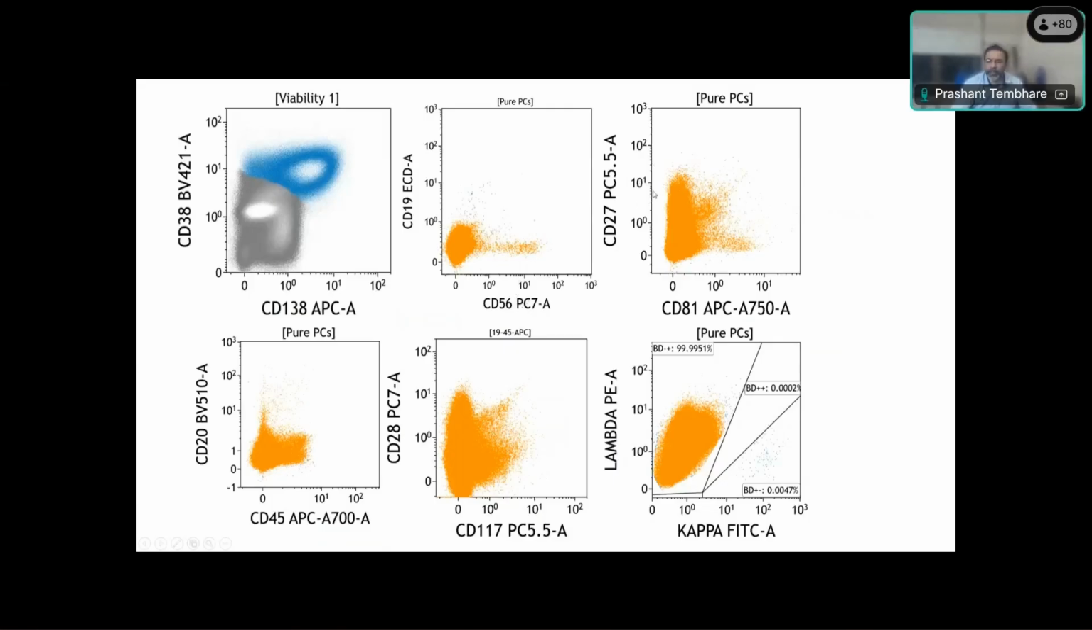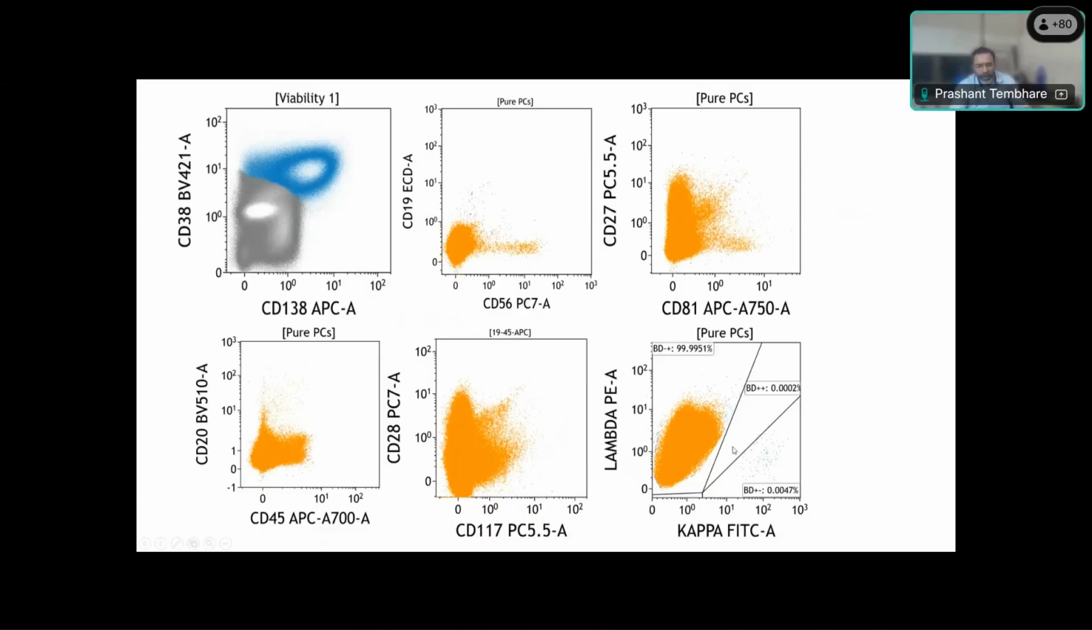Other abnormalities we see: CD81 is completely down-regulated, CD27 is partly down-regulated, CD45 is down-regulated. CD28 was positive, which is again a high-risk factor, and a subset of plasma cells shows CD117 expression, and they all show light chain restriction. Now you can see I have taken the light chain level down because there was such a high number of plasma cells, and the amount of antibody we added probably was not adequate. That's why part of the plasma cells show negative expression.